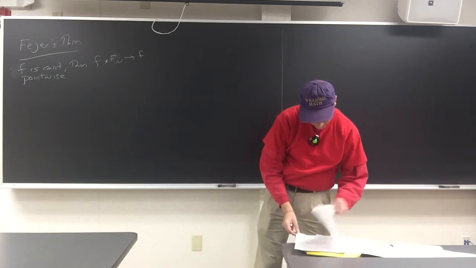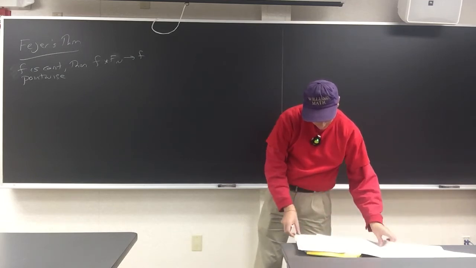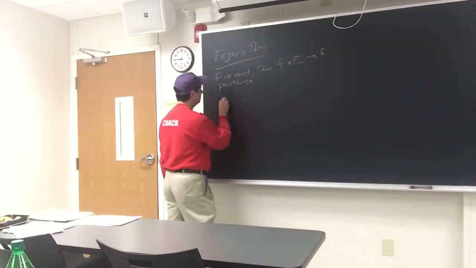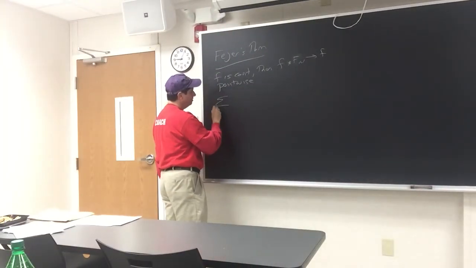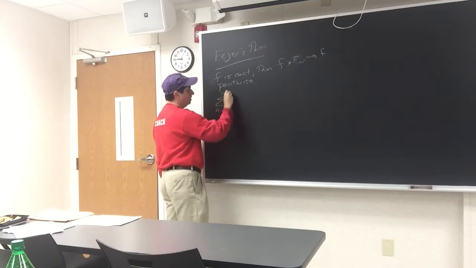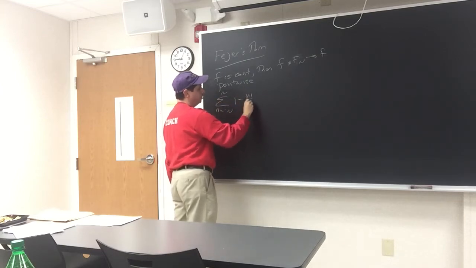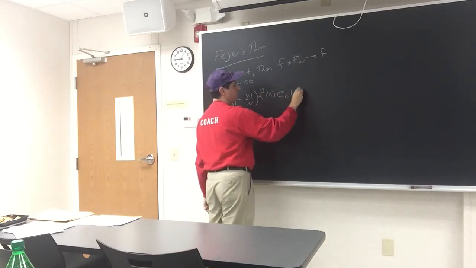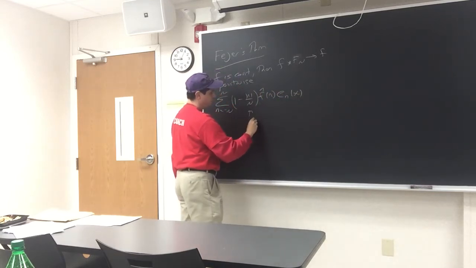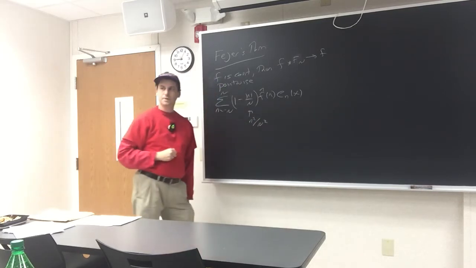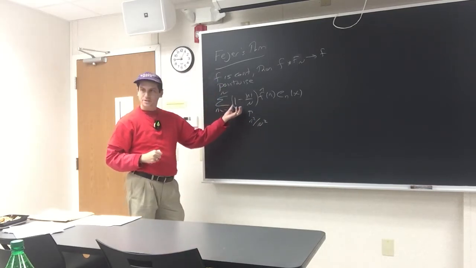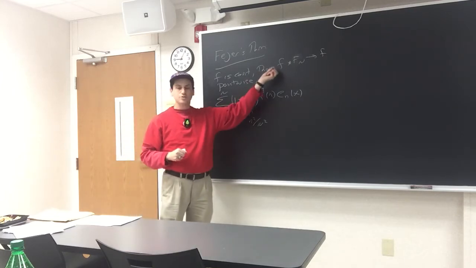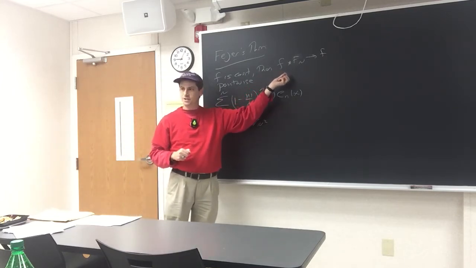I forget. So in the interest of time, I'll just say it's either the sum from n equals minus N to N of 1 minus the absolute value of n over N, times f hat of n, times e_n of x, and maybe this was n squared over N squared. Doesn't really matter. What's great about this is that it's converging pointwise for every x. This is getting closer and closer to the value so long as f is continuous.